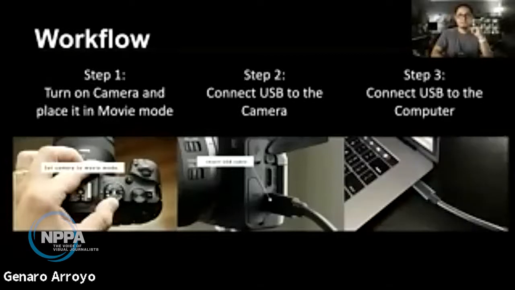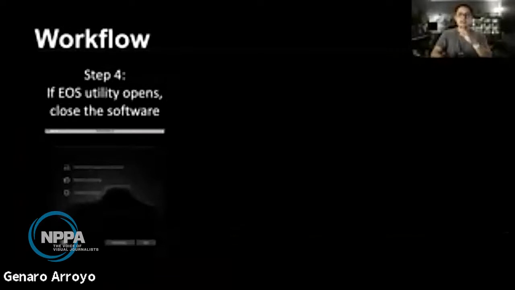Step 2, connect the USB to the camera. And then step 3, connect the other end of the USB to the computer. And I like to do it specifically in that order. I tend to have a good run of connection communication to the computer once it's already hooked up to the camera first, followed by the computer.